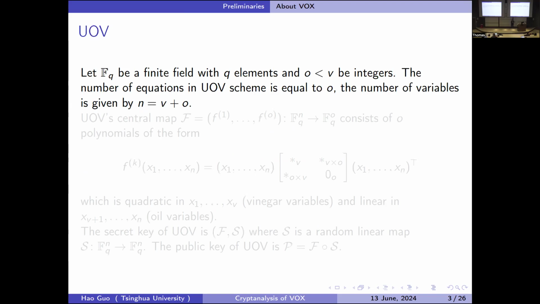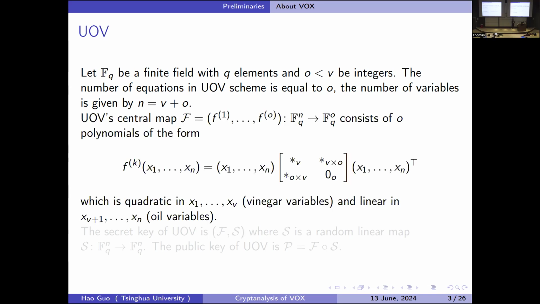Okay, so what is UOV? I think the previous presentation talks a lot about UOV, so I will just skip it quickly. In UOV we have oil variables and vinegar variables. The vinegar variables have quadratic terms, and the oil variables have only linear terms and bilinear terms with the vinegar variables. In the UOV system, the number of equations is equal to the number of oil variables, and the number of vinegar variables is usually larger than that of oil variables. Otherwise, we will have the Kipnis-Shamir attack.